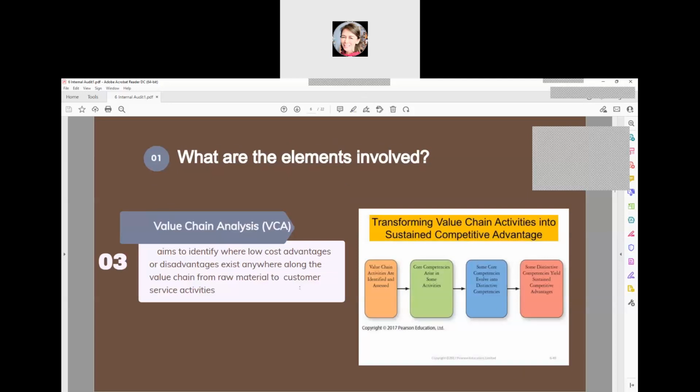Okay, now the next one is the value chain analysis, or VCA.